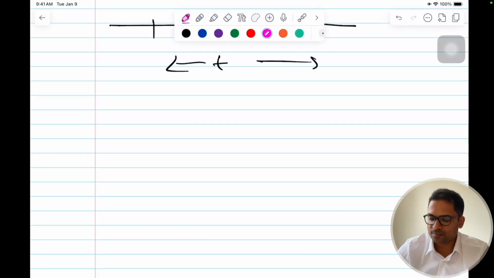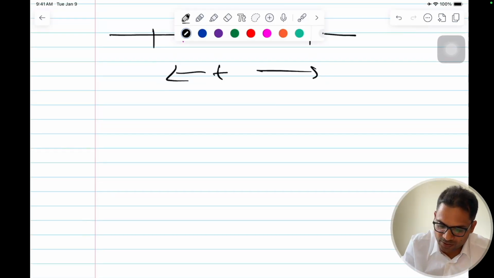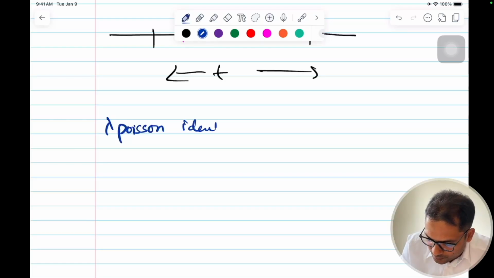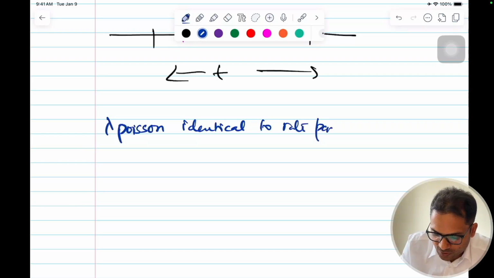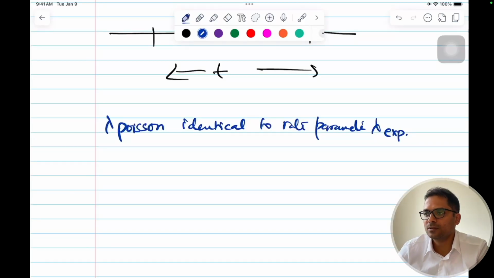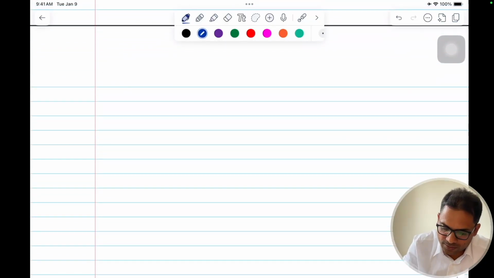Both the rates are constant. The lambda of Poisson is identical to the rate parameter of the exponential distribution, lambda exponential. I'll just try to explain. So let's prove it. Let's do the math. I'll go to the next page. So what is the proof?